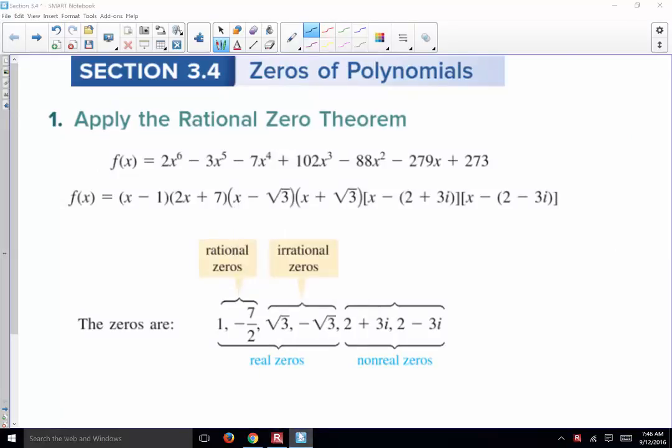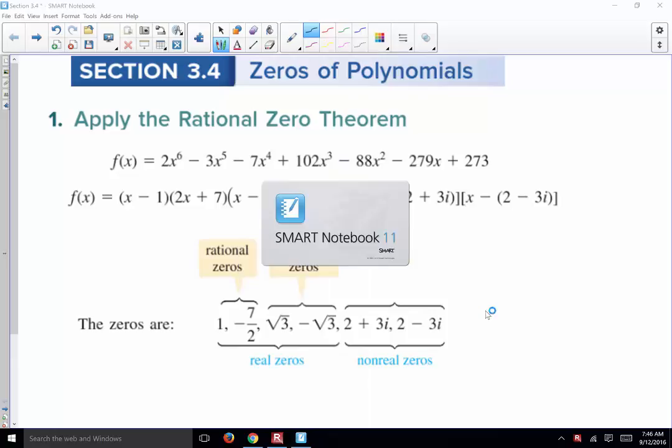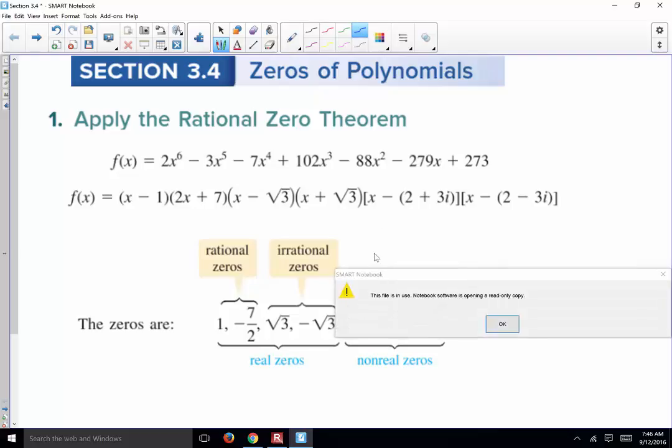Morning. Today we are going to talk about finding zeros of polynomials. We actually did a little bit of this in 3.3. We're just going to learn a couple of new techniques, especially a test to determine possible rational zeros. So why don't we first take a look at this example and see what kind of zeros we can obtain once you factor a polynomial and set it equal to 0?